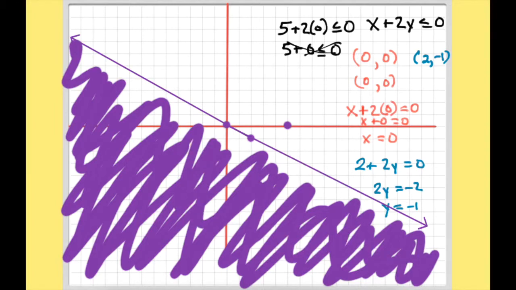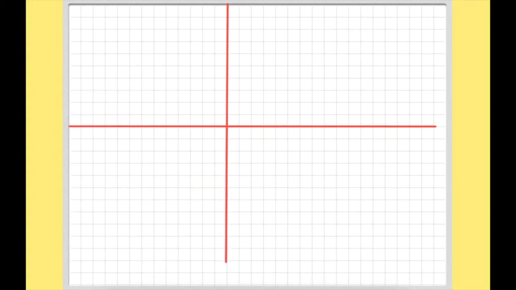All right, I'd like you to give it a try by graphing the inequality x plus 3y is greater than or equal to negative 1. So pause the video, give that one a shot, and then when you think you got it, we'll go back and see how you did.